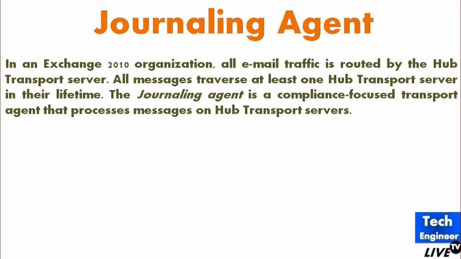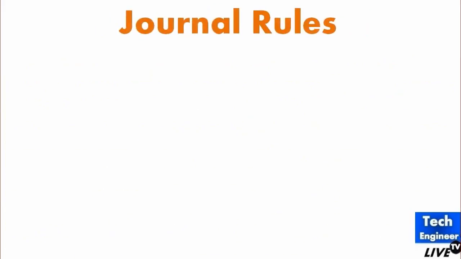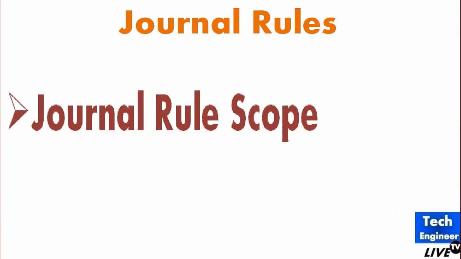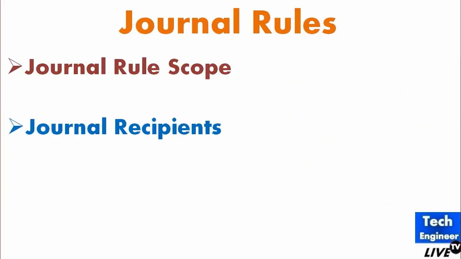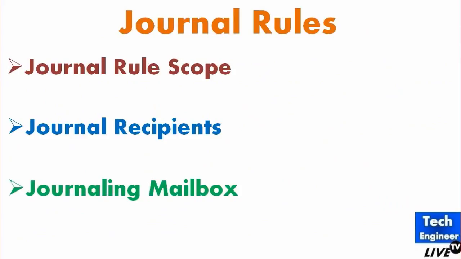So basically, the journaling agent will reach messages at least through the Hub Transport server. So this is what the journaling agent is all about. Now, journaling rules. We have three parts of journaling: one is the journal rule scope, another is journal recipients, and another is the journaling mailbox.